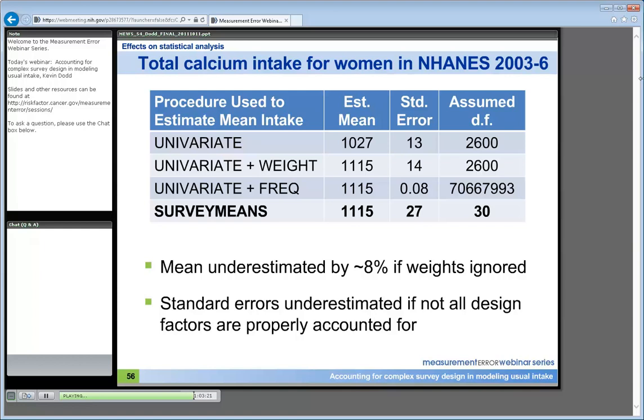Okay. Similar to that, would you get a similar standard error estimate to the survey mean procedure with all three of the resampling methods?